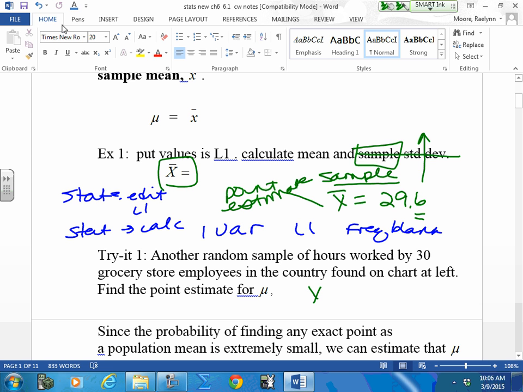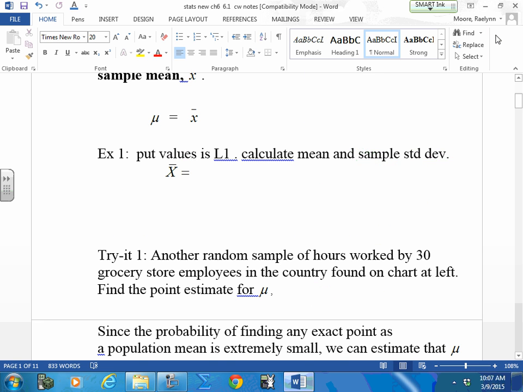So this X bar, if we do this the same way, is 28.9. They found a random sample of 30 employees, and they found that mean to be 28.9. These are the hours worked by 30 grocery store employees versus the 40 grocery store employees. Okay, so same process, we find the mean. Okay, that's the easy part.